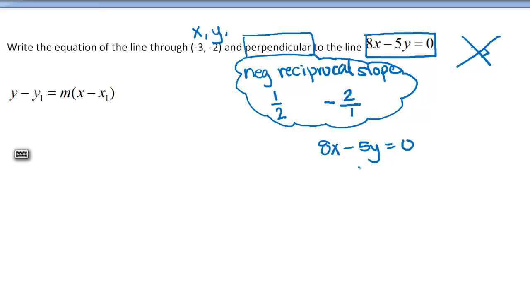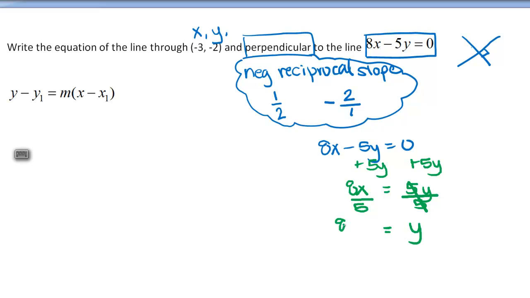I'm going to add 5y over here and add 5y over here, so I can get y by itself. So I get 5y equals 8x, and then I'm going to divide by 5, and those cancel, and I get y equals 8/5 x. So here's the deal. This right here is called your slope. 8/5 is your slope.